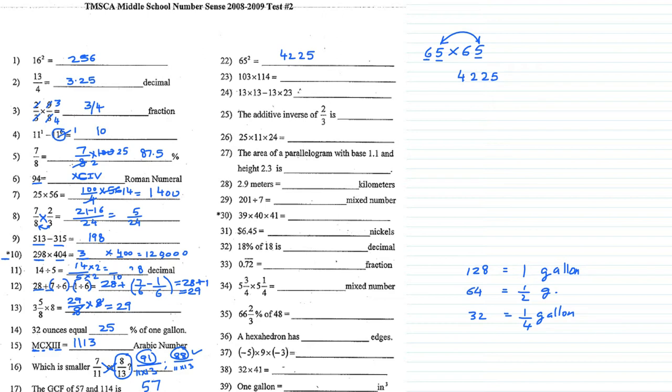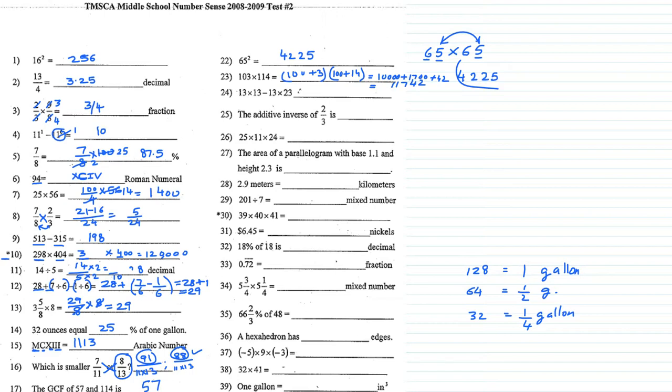Question 23, what is 103 times 114? So again, think of this as 100 plus 3 times 100 plus 14. So 100 times 100 is 10,000. And then 14 times 100 is 1400. And 3 times 100 is 300. So we have plus 1700. And then 14 times 3 is 42. So the answer to this question will be 11,742.